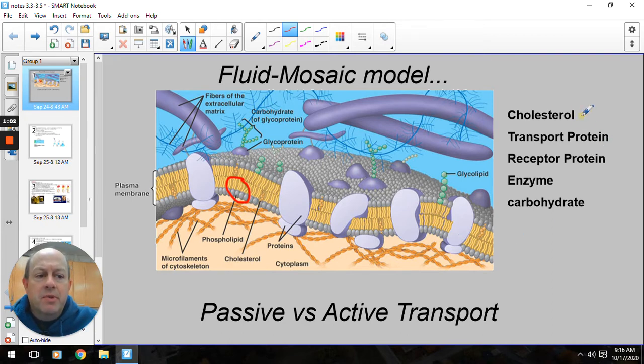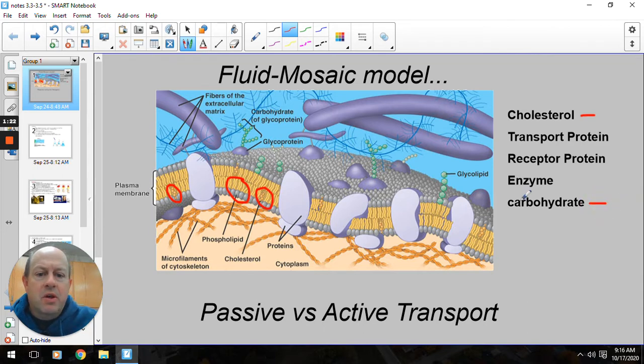Another thing is going to be cholesterol. Cholesterols are going to be these little molecules here that are embedded in the phospholipid membrane. They're going to help keep from overcrowding and also help with temperature control. So cholesterols are important in that way.